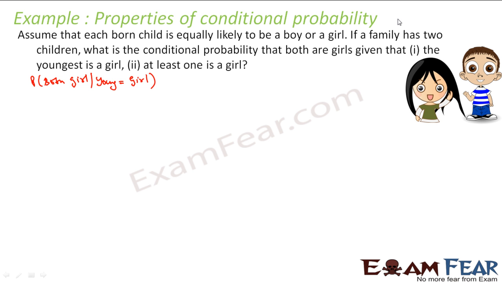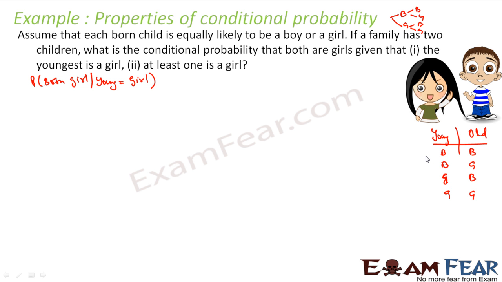So let's see how many possible combinations we can have. The first child can be a boy or a girl. The second child can also be a boy or a girl. So there are 4 possible combinations. Let's assume this is young and this is old: boy boy, boy girl, girl boy, girl girl. 4 possible options we have. Correct?